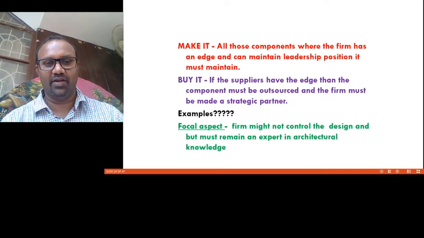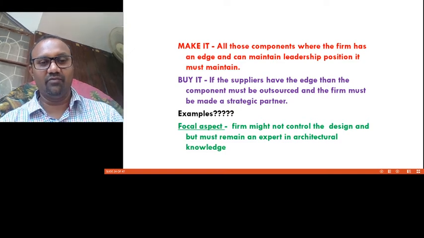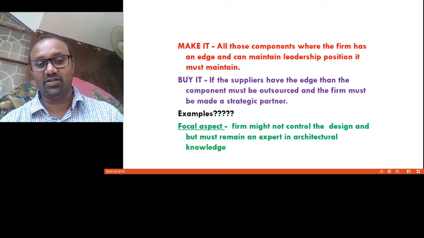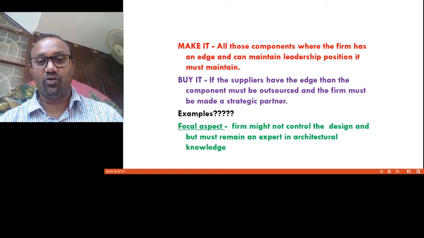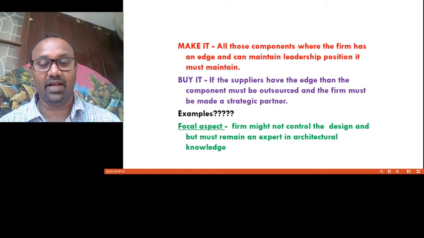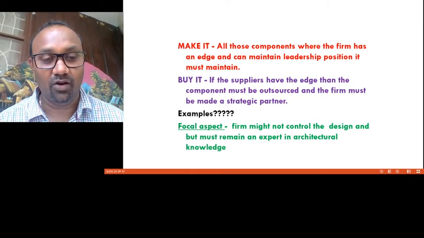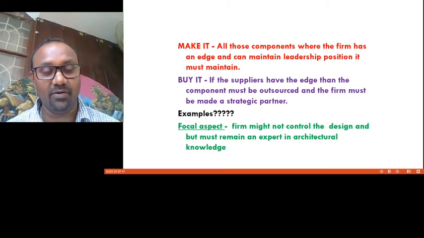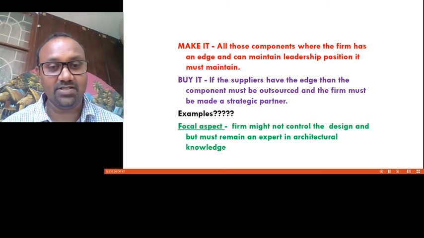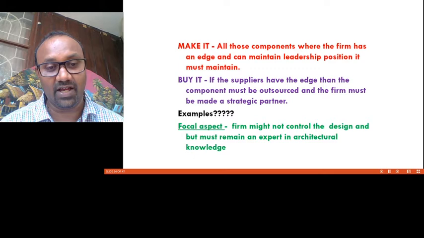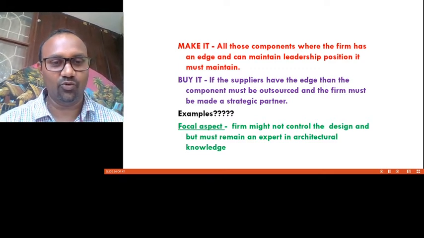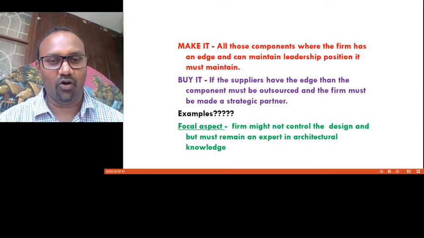So that's when we decide what to make and what to retain. So we will make products using those two methods. We're going to decide what to make. All those components where the firm has an edge and can maintain a leadership position, or wherever it has a very superior competitive advantage or core competency, those are business activities and component manufacturing that you're going to retain, which is what you will make on your own.